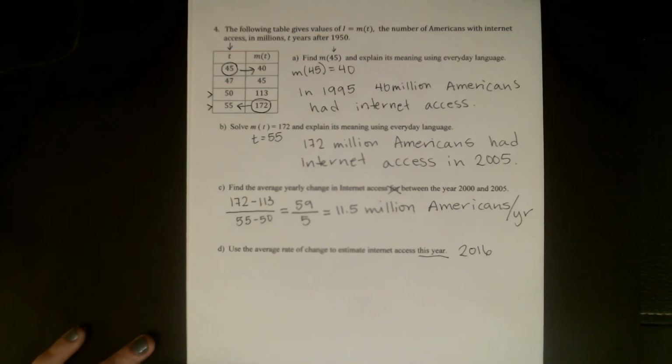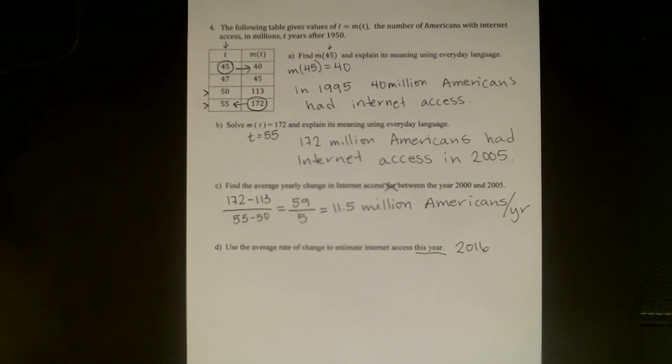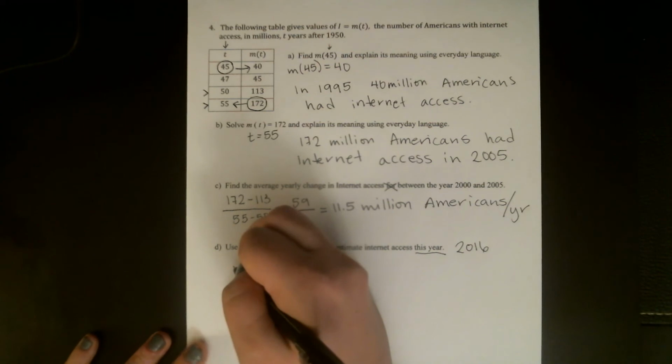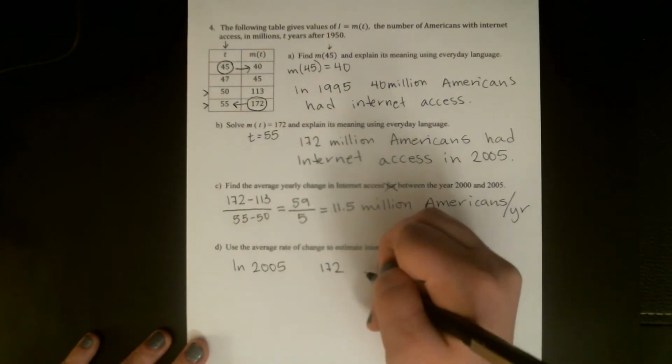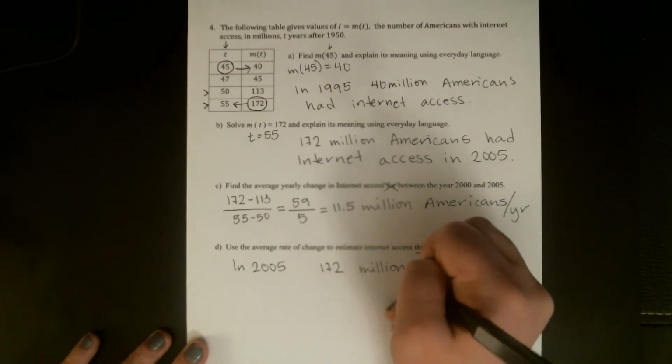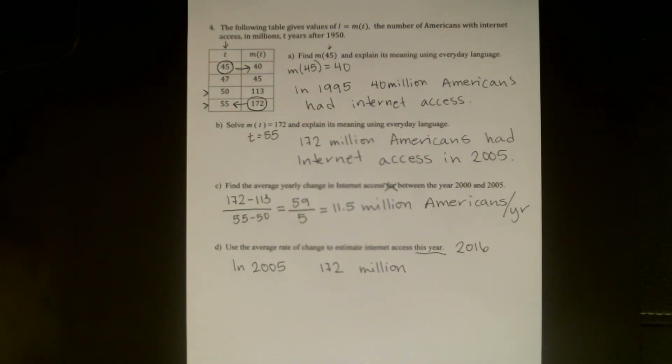Okay. So 2016, what do we know? We know how many Americans had internet access in various years. I would say if we're going to do our best to make a prediction about what should be going on this year, we should take the most recent piece of information. So we know that in 2005, 172 million Americans had internet access. We also know that for the most recent data we had, the number of Americans with internet access was increasing by 11.5 million per year.